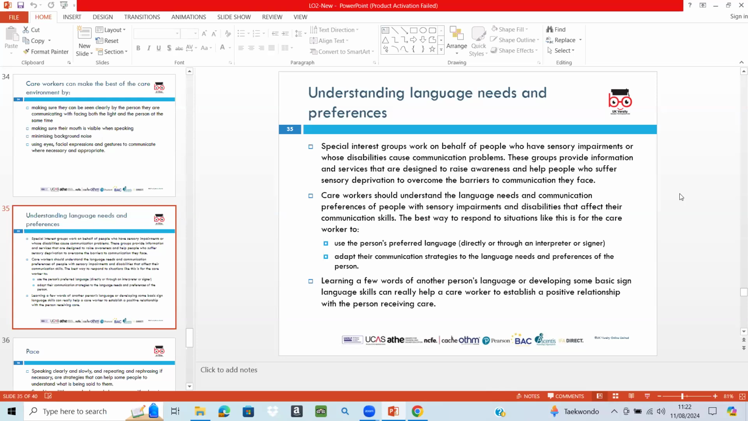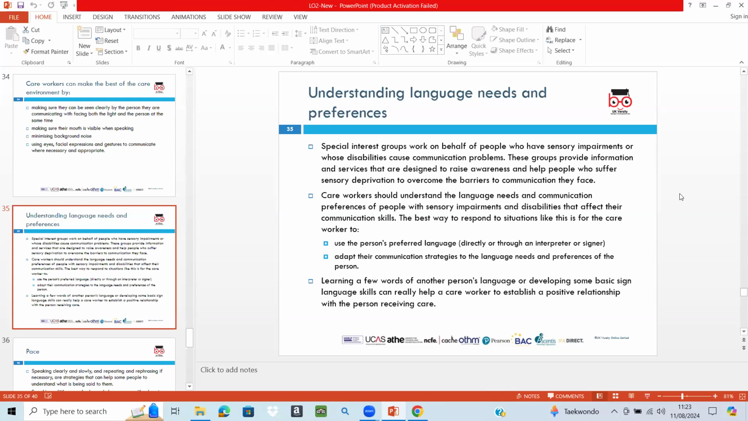Then we have adopting communication strategies. We need to adjust our communication style to fit the service user's needs. For example, if a service user has difficulty understanding spoken English, we might use visual tools, written materials, or even learn a few basic phrases in their language. It will help bridge the communication gap if it's possible.